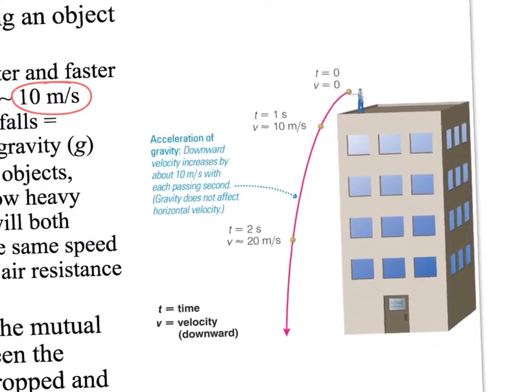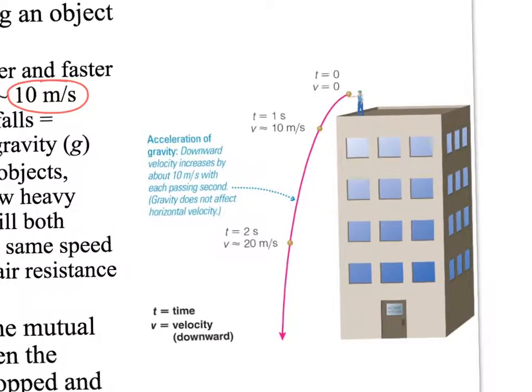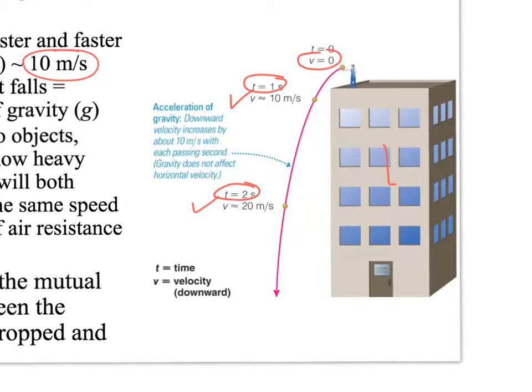So it looks like this. Here we have a ball. Here it's a velocity of 0. In 1 second, it's 10 meters per second. In 2 seconds, it's 20 meters per second. And if it were able to fall another second, of course, it would be about 30 meters per second. T is equal to 3 seconds. Velocity equals 20 plus another 10, 30 meters per second.